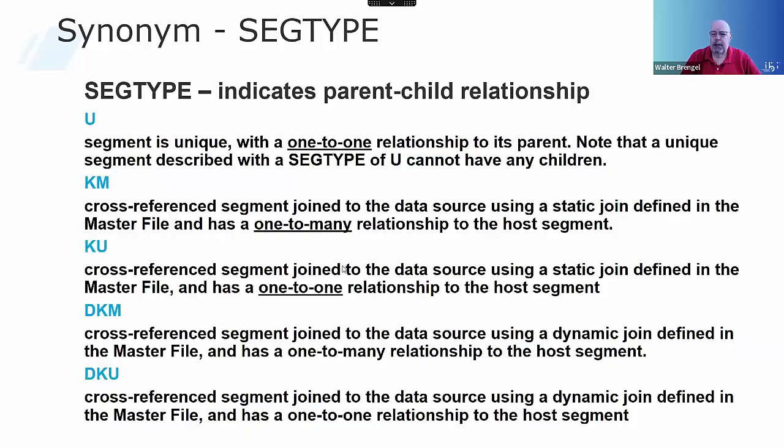U is unique, which means you have a one-to-one relationship to the parent. KM, keyed multiple, is for cross-reference segments with one-to-many, as opposed to a KU cross-reference with a unique. DKM and DKU are the same as KM and KU, except it's a dynamic cross-reference.